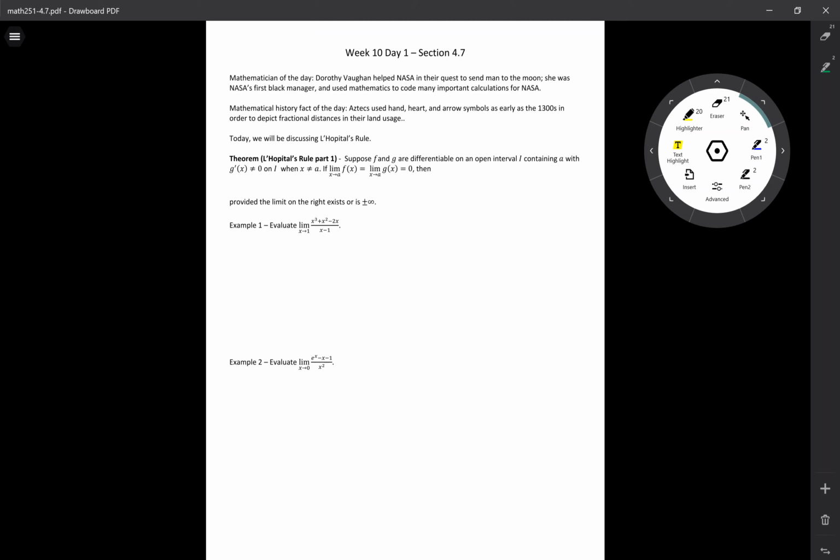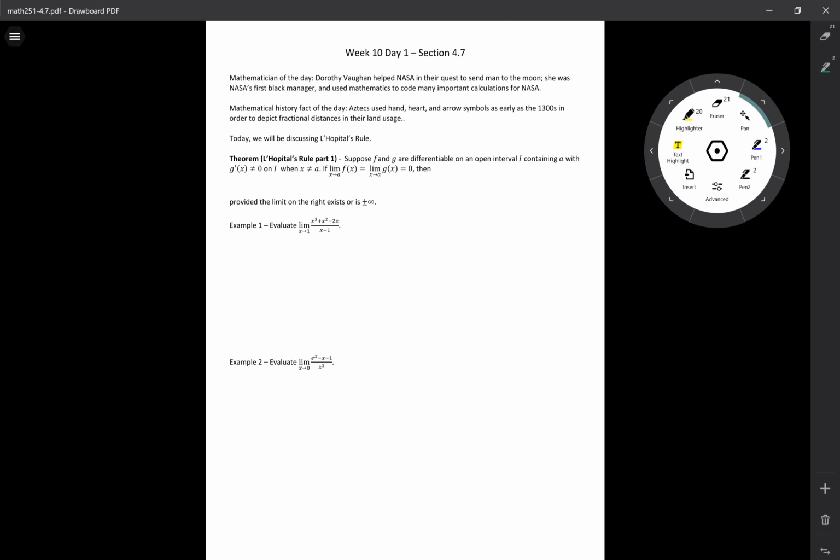And did you know that Aztecs used the hand, heart, and arrow symbols as early as the 1300s in order to depict fractional distances in their land usage? Again, I am always just very thankful that we have numbers to symbolize numbers.